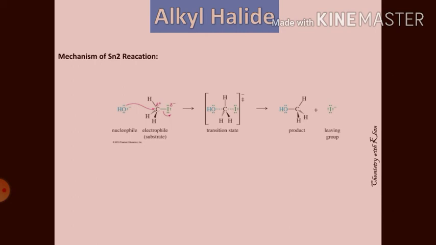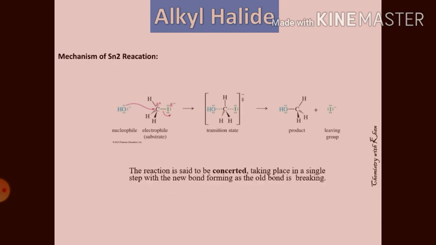The product is methanol and iodide is the leaving group. The reaction is said to be concerted, taking place in a single step with a new bond forming and an old bond breaking. Now, the energy diagram of the SN2 reaction.